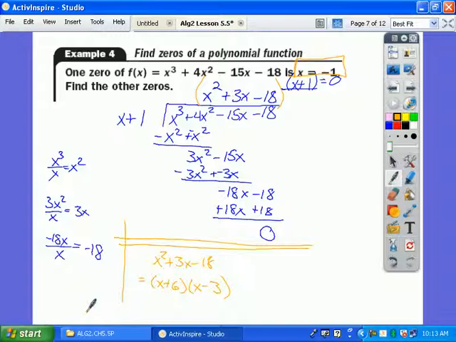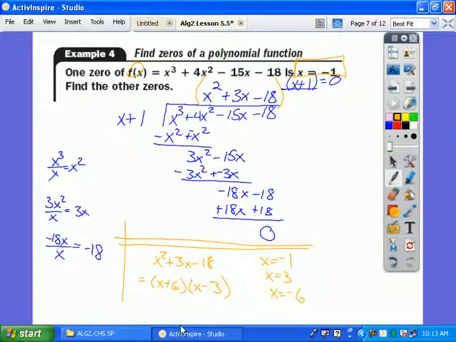So, what are the solutions to the original polynomial? Right, what are the zeros here that make this thing equal 0? They are x equals -1, that was the one that was given, x equals 3, and x equals -6.